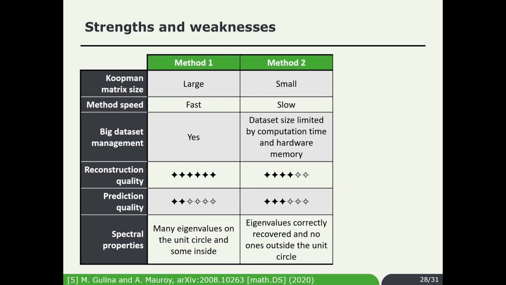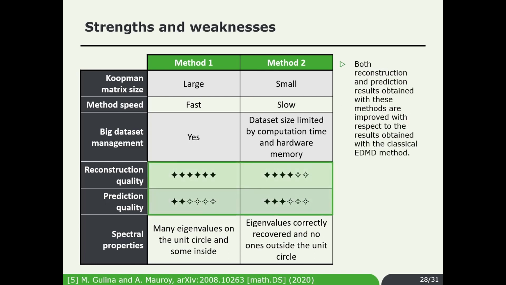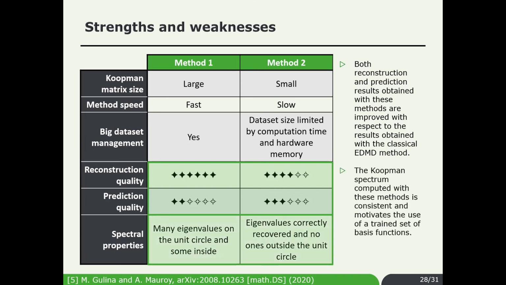The strengths are the following. Proposed methods rely solely on linear techniques. Both methods require very little data to provide accurate results. Both reconstruction and prediction results obtained with these methods are improved with respect to the results obtained with the classical EDMD method. The Koopman spectrum computed with these methods is consistent and motivates the use of a trained set of basis functions.